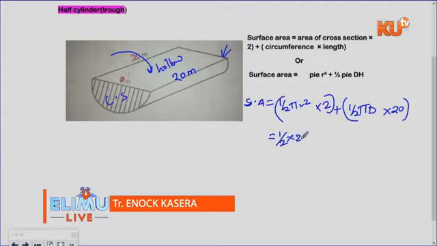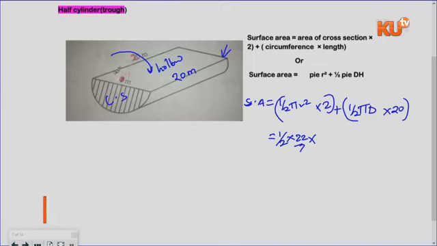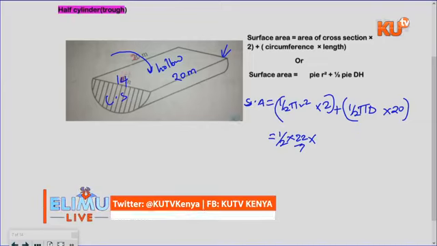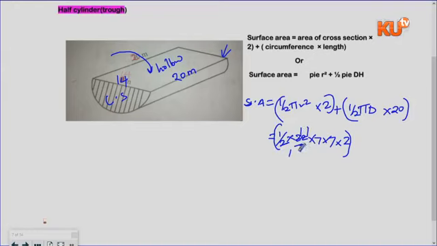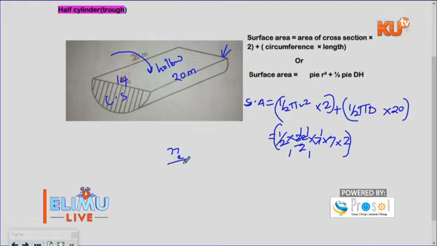So we have half times 22/7 times, what is the radius? The diameter is 14, so radius is 7. Then times 7. Remember, I've said r squared means r times r. So again, don't forget to multiply by 2 because there are 2 semicircles. 2 goes here 1, 2 goes here 11, 7 goes here 1, 7 goes here 1. So we have 77 times 2. So 77 times 2, this is 14, carry 1, 154.